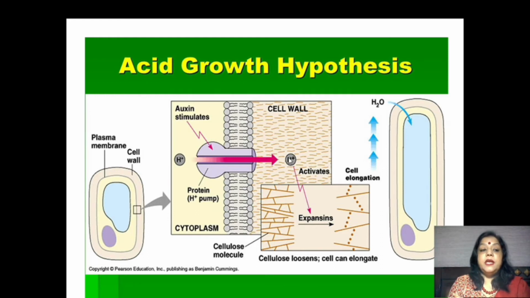Because of the lower pH, a specific type of growth enzymes known as expansins become activated. These enzymes hydrolyze the hydrogen bonds within cellulose. As we know, the cell wall is made up of a polysaccharide known as cellulose, and the hydrogen bonds between these microfibrils are broken by these expansins.